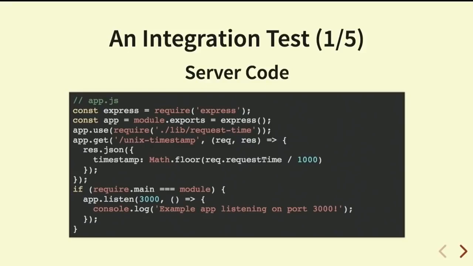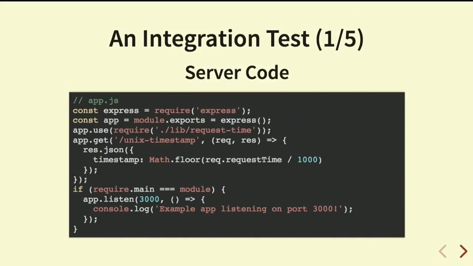So what do we have? You're looking at an Express-based web server here. All this thing is doing is it creates an Express server, pulls in our middleware, and then registers a route. That's this app.get. When I start this server on port 3000, and I go to localhost:3000/unix-timestamp, it's going to execute this code.